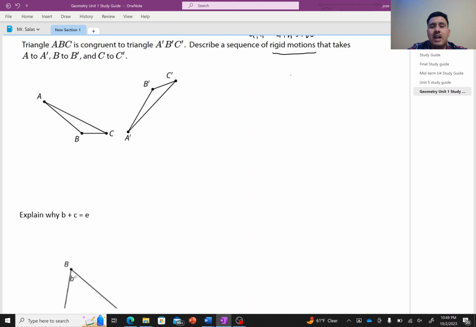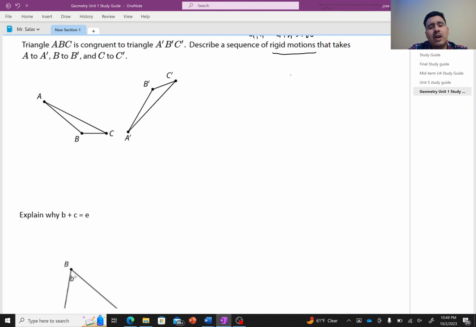Perfect. Okay, in case you have not thought about it yet, a rigid motion is either a translation, rotation, or reflection. I highly suggest you write this down. A rigid motion is, once again, I repeat, a rigid motion is a translation, a reflection, or a rotation. I highly suggest you write this down, okay?